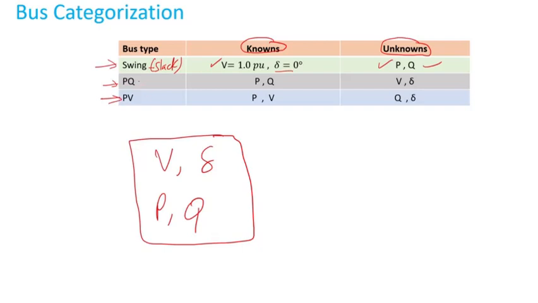If you have a PQ bus, then P and Q are known, like a load, but you don't know the voltage or the angle at that bus. Those two need to be calculated from the iterative process, which is what power flow does. Then you have the PV bus. Basically you have P and V, so active power in watts is known and voltage is known, but you have to calculate Q, the VARs or reactive power, and the angle.